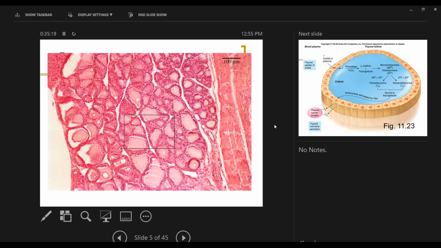Here are these spheres. You can see the spheres here like this. And I hope you can see the cells that outline. Those are follicle cells. And there's a blood vessel, obviously. But here are these little spheres. Those are the follicles. Now, in between the spheres, you have other cells. Those cells lie in between, and they're called C cells.